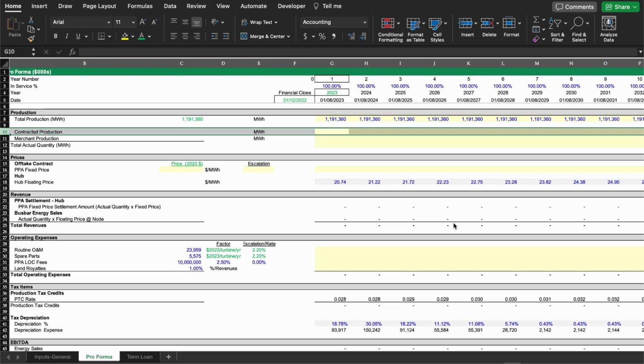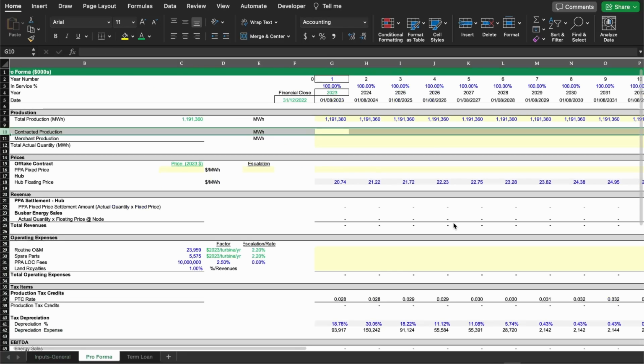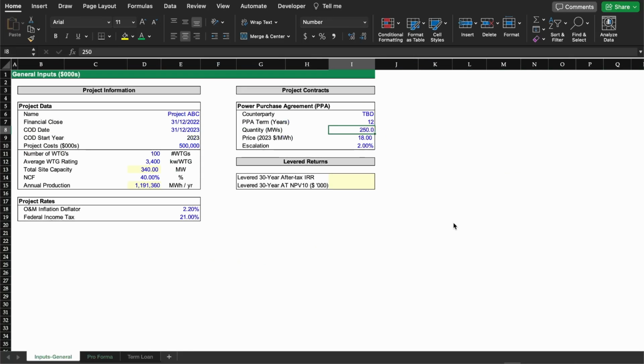What is next? Contracted production. Okay, so that's the 250 megawatts that we had in there, right? So here is the thing: what are we going to do here? Are we going to deliver 250 megawatts no matter what, or are we going to deliver the 250 divided by the 340, or 75% of our production?